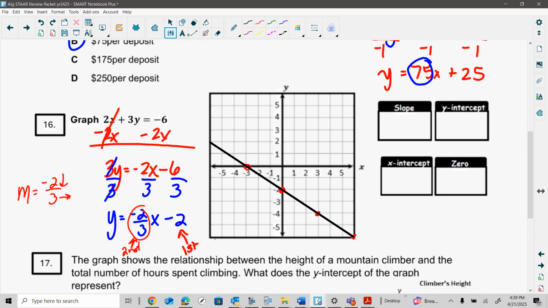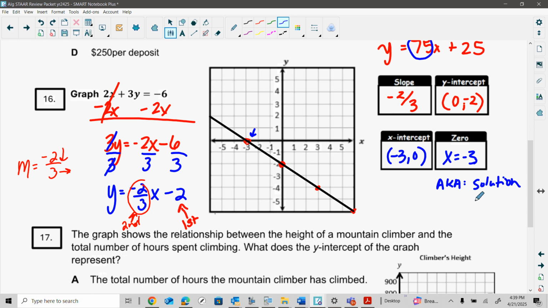And so now we want to answer the questions about our graph. Our slope was the negative 2/3. The y-intercept is the negative 2, or you can write it as the ordered pair 0, negative 2. Please make sure you know that. The x-intercept, that's where it touches the x-axis. This is at negative 3, 0. And your 0 is the x-intercept. So it is x equals negative 3. Your 0, remember, is also known as the solution. That's our solution. So hopefully you got that.